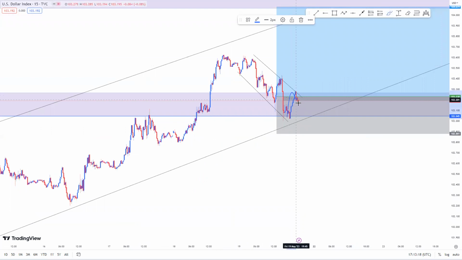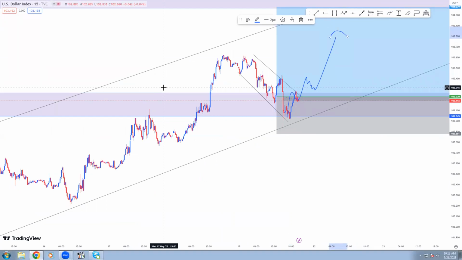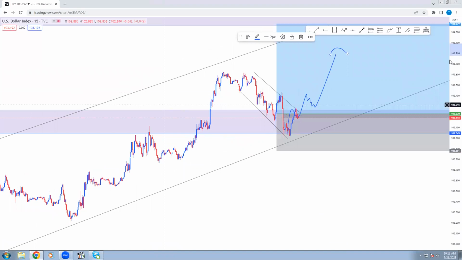Wait for it at least to break this and push a bit to the upside, then come back, retest. Then we take our buying opportunities to the upside. So DXY, it's bullish for me. So we should be looking for buying opportunities on DXY. So let's move to the next pair.